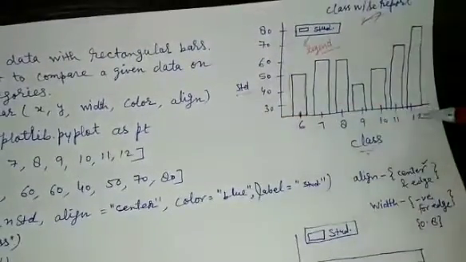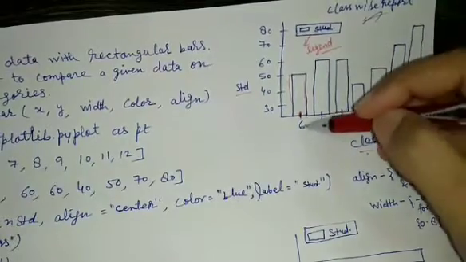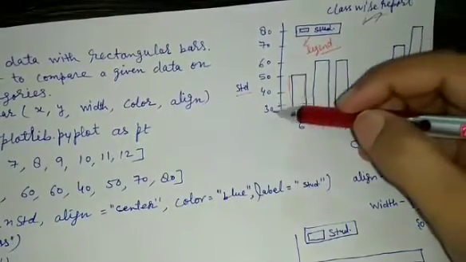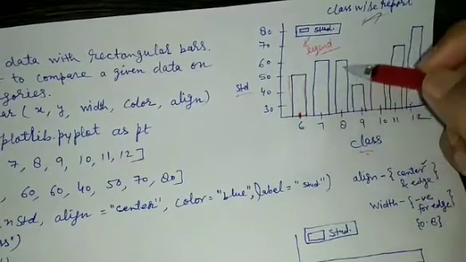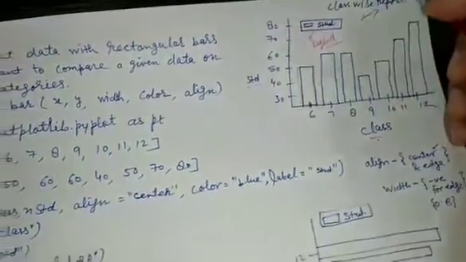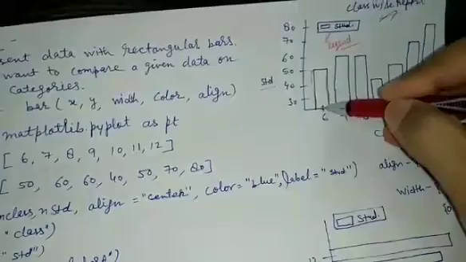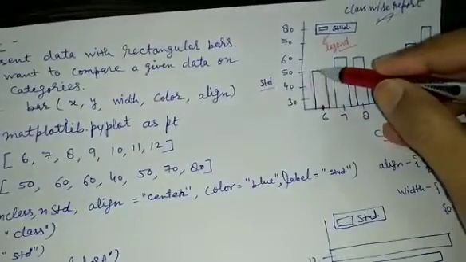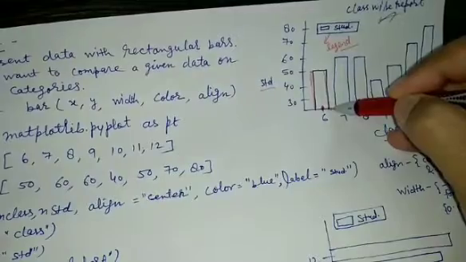So this is the output of the code that we have just written over here. Classes are represented on the x-axis and the number of students on the y-axis. These are the bars that represent the value. Let's take an example. In 6th class we have 50 students, and this bar is center aligned.